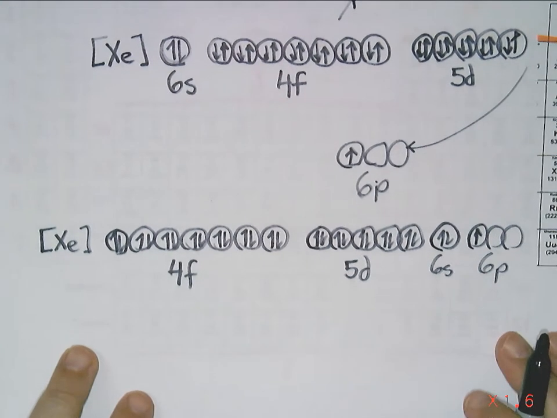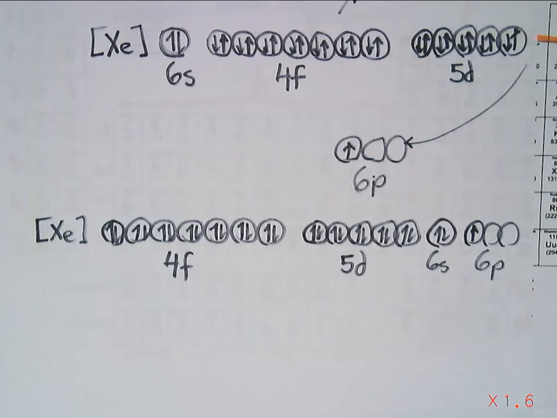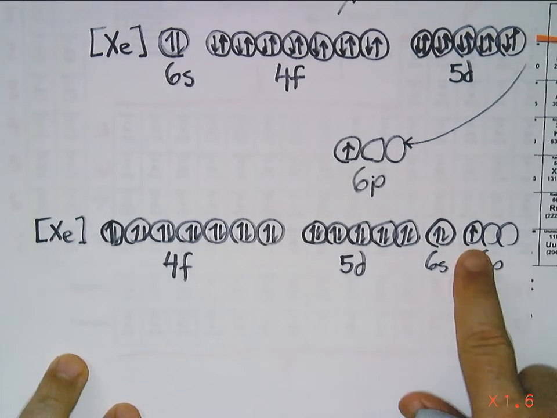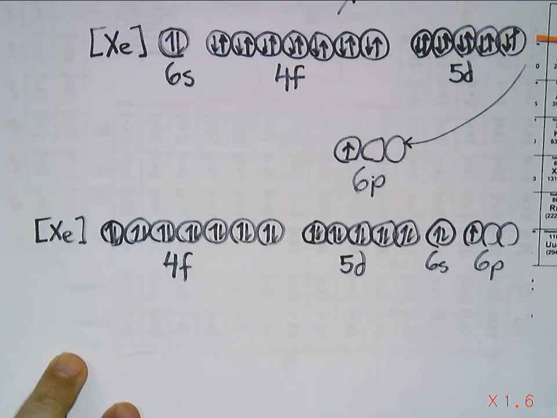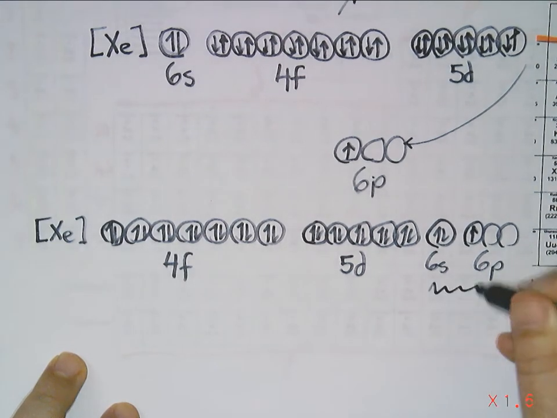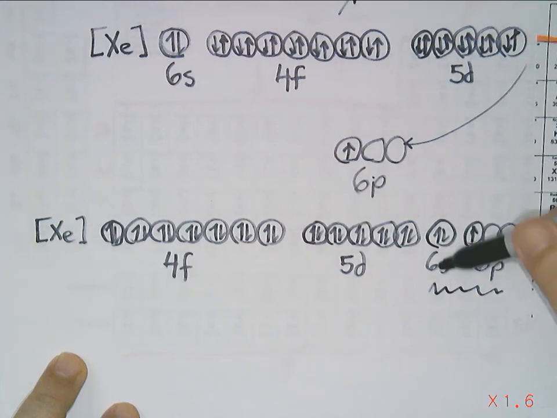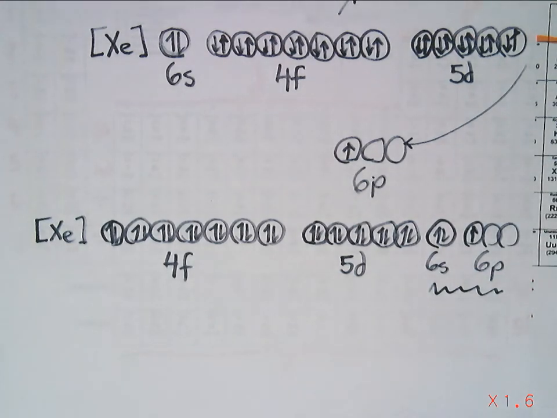So, question. How many unpaired electrons are in a thallium atom? 1. How many valence electrons are in a thallium atom? Well, this is the valence part right here. So there are 3 electrons in the valence shell. That's the outermost shell.